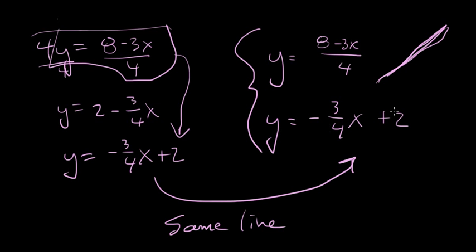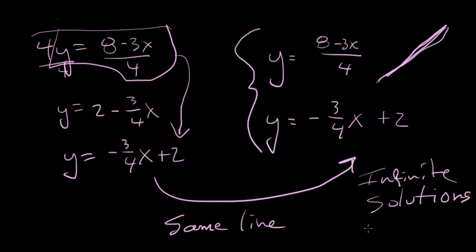I got two lines that are on top of each other. And to make it simple, this has an infinite number of solutions. Infinite solutions. Because every single point on the line is on both lines. Okay, you get what I'm saying?